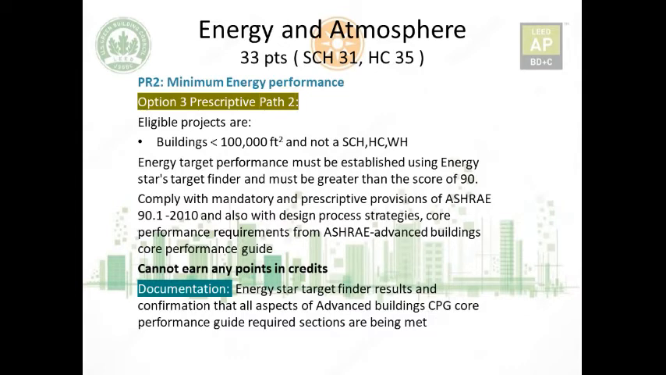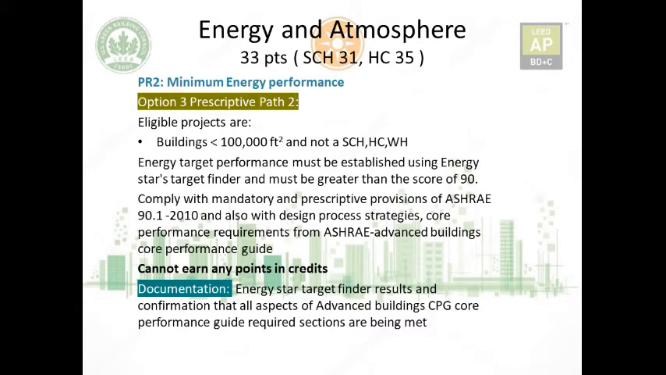And at the same time, the score should be greater than 90, and it should comply with mandatory and prescriptive provisions of ASHRAE 90.1. So ASHRAE 90.1 is common in all the three options. And in addition to ASHRAE 90.1, it should also comply with design process strategies of core performance requirements from the ASHRAE Advanced Building Core Performance Guide. So you have now two standards with ASHRAE, and also from the online calculator, the score should be more than 90.